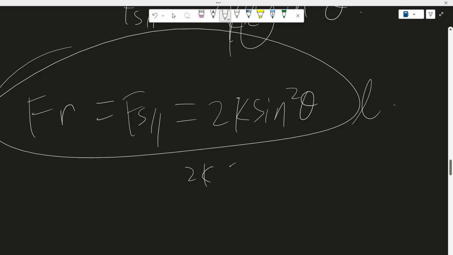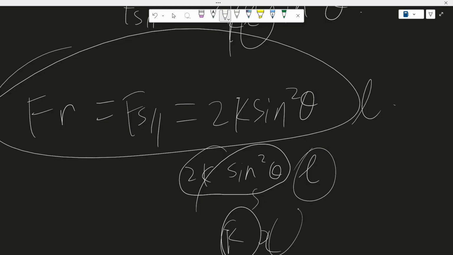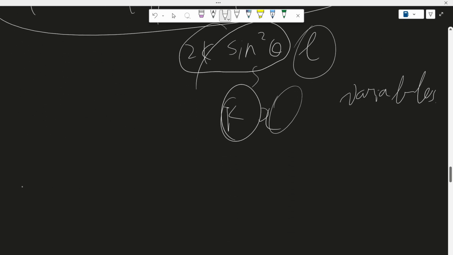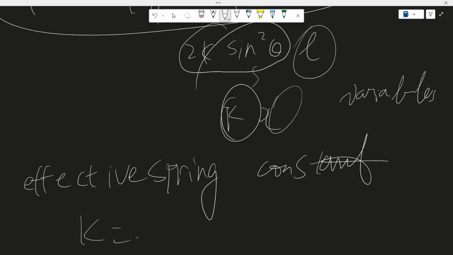Isn't this formula equivalent to the form of kx? Except that this time k becomes 2k sine squared theta, and then L and x are just variables. And so we know that the effective spring constant, k, equals 2k sine squared theta.